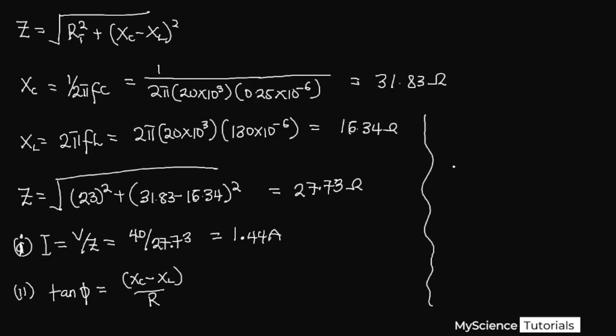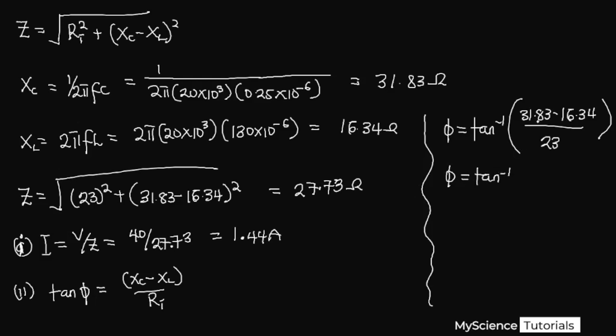So this implies that we have theta is equal to the tan inverse of XC minus XL, that is going to give me 31.83 minus 16.34, all divided by our resistance, or R total in this case, which is 23 over here. So our phase angle will be equal to the tan inverse of 31.83 minus 16.34, all divided by 23, which is equal to 0.673. And then if we find the tan inverse of this decimal, we are going to get the angle 37.71. So our angle here is 37.71.